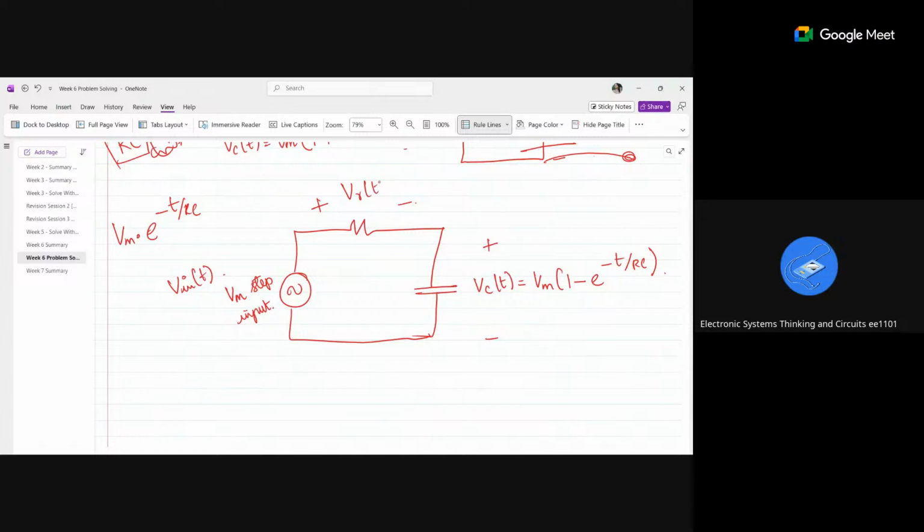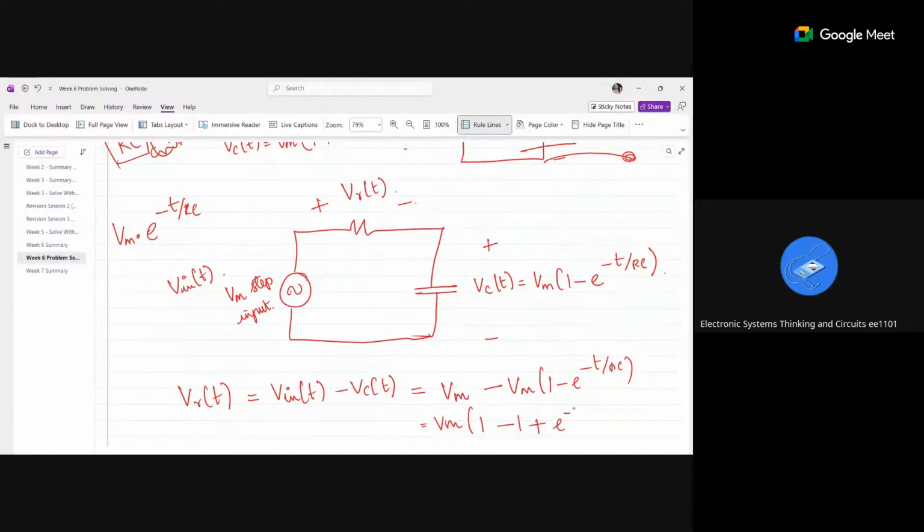How to find Vr of t? It will be nothing but V in of t minus Vc of t, right? Yes, ma'am. So my V in of t, let me take it as Vm, minus Vm (1 minus e power minus t by RC). So Vm (1 minus 1 plus e power minus t by RC). Are you getting the formula which you are mentioning? Okay, so ma'am, it's basically the voltage drop across the resistor. Okay, ma'am.